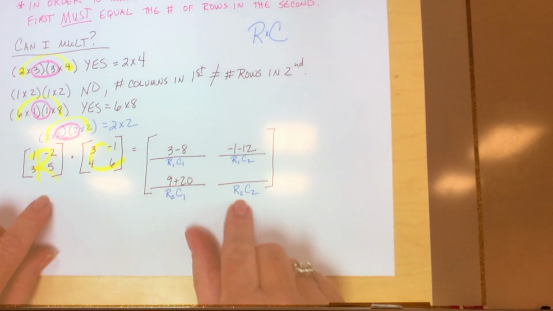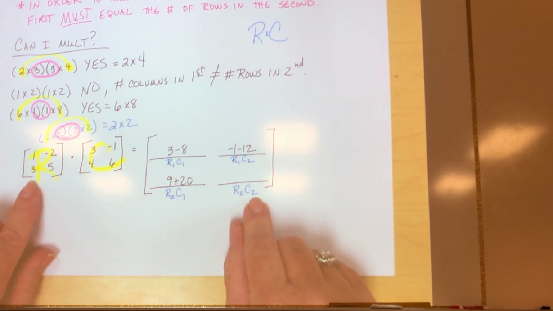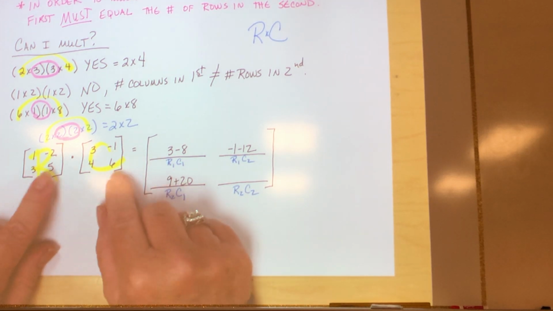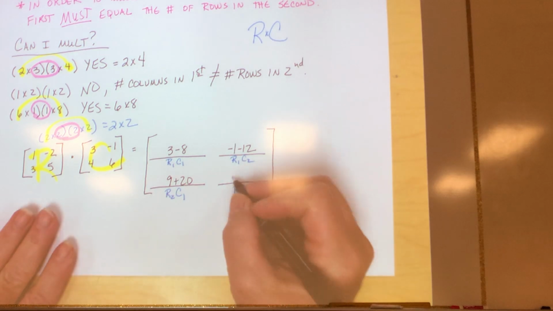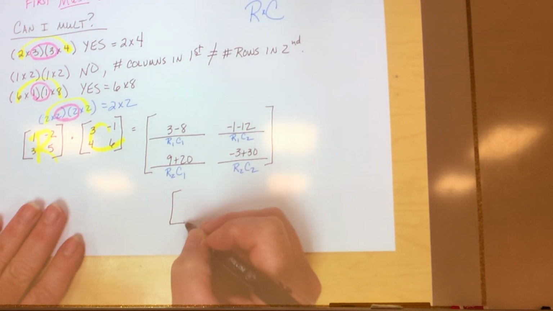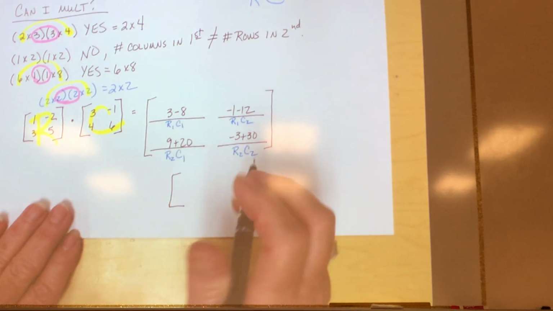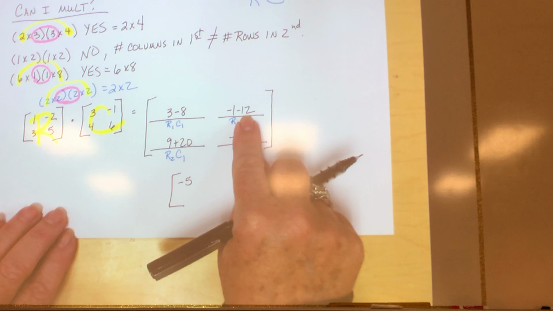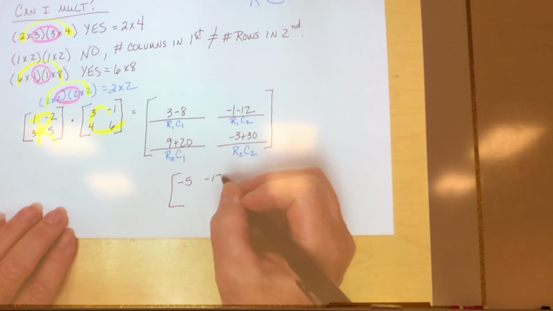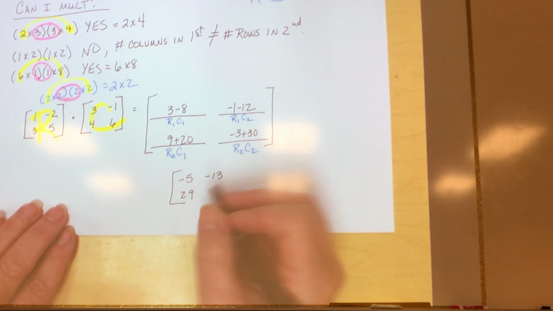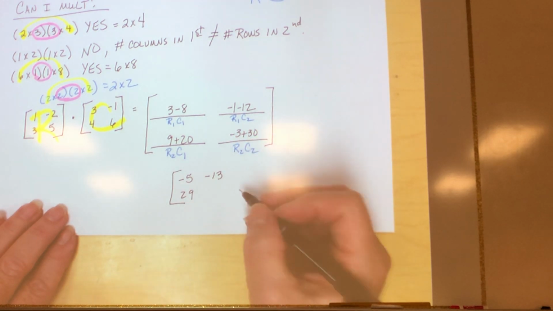Okay, now I'm gonna do this guy, row 2 times column 2. Tell me what you get when you multiply. Negative 3 plus 30. Okay, so let's find my answer. What is 3 minus 8? What is negative 1 minus 12? Negative 13. What is 9 plus 20? 29. What is negative 3 plus 30? 27.